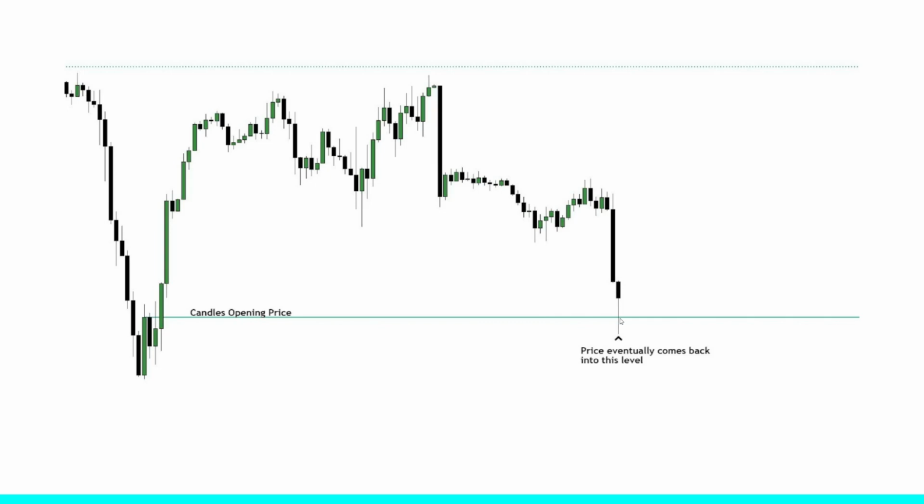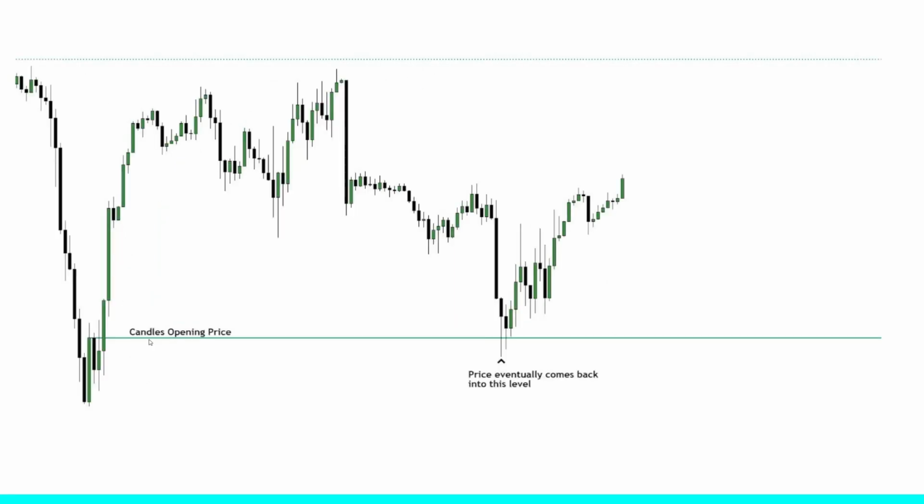So price, once it came to retest it, price eventually came back into that level. And we know that there's a very good chance it's going to have an area of sensitivity. And as you see, price did end up actually having a very strong reaction off of this level.